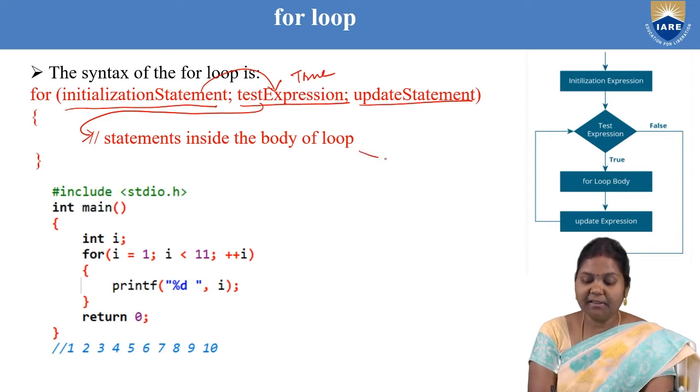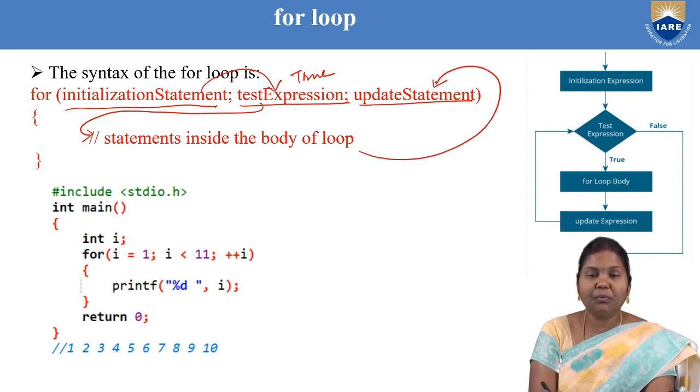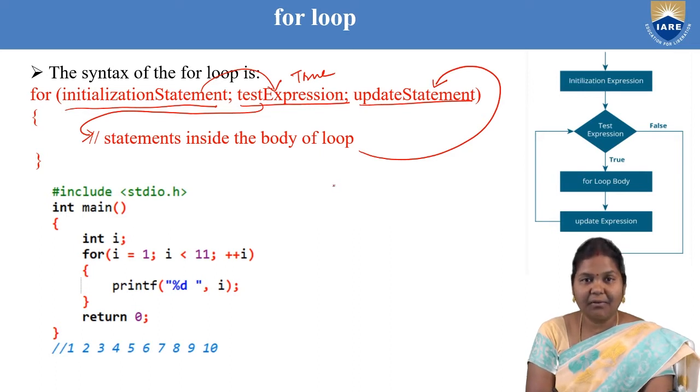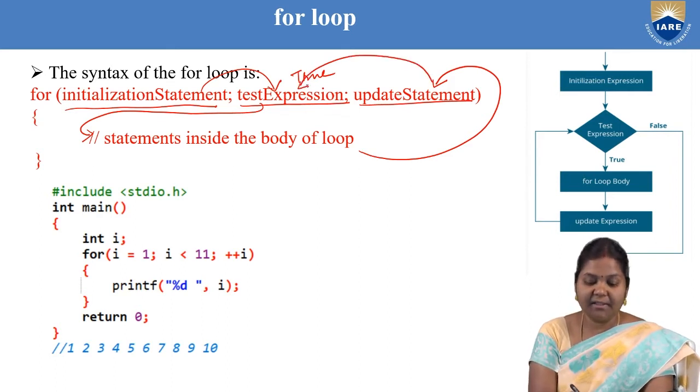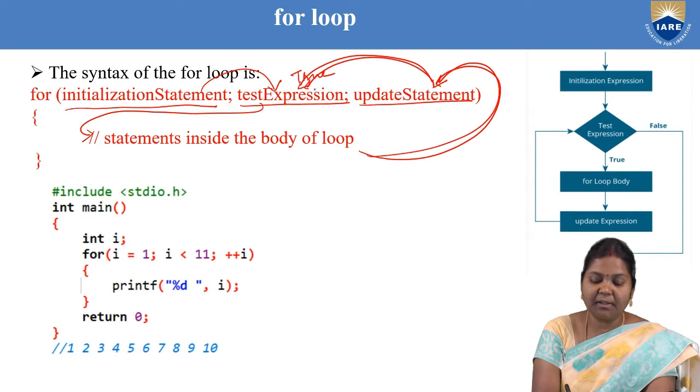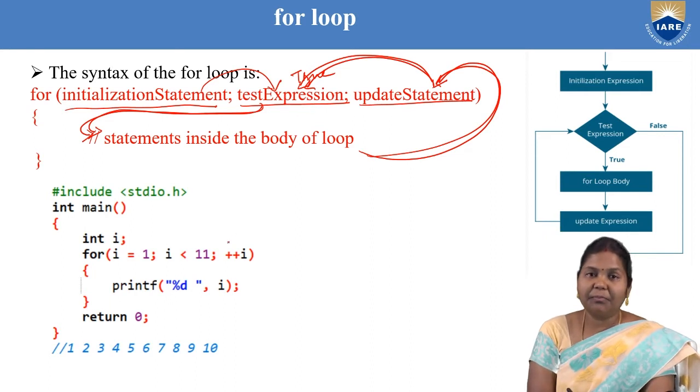Then after executing the body, the control will go to the update statement, the loop counter or loop variable, whatever you call it. After updating, again it will go for checking the condition. If the condition is again true, then the body of the loop will be executed again, and this process will be repeated until that condition is met. When the condition becomes false, it will come out of the loop.